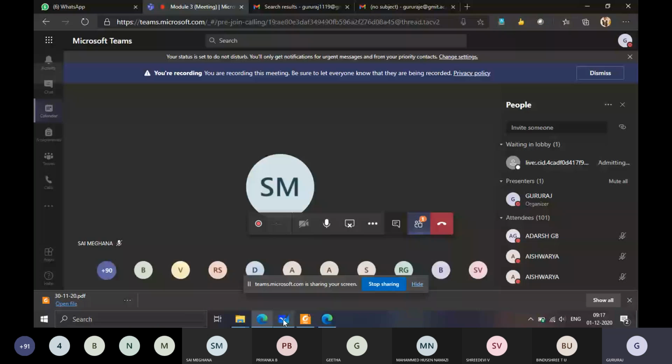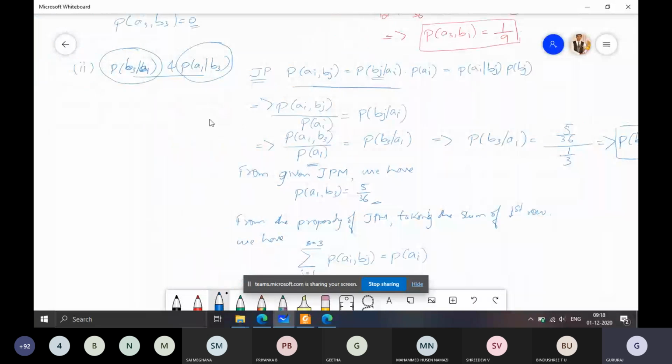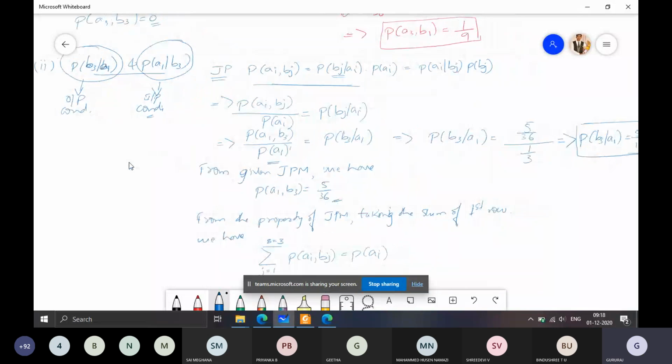Okay, any doubts here? Fine. So next we have to find out the value of P of A1 by B3. First we found out P of B3 by A1. This is output conditional probability. So next is input conditional probability, P of A1 by B3. So how will you find out P of A1 by B3?